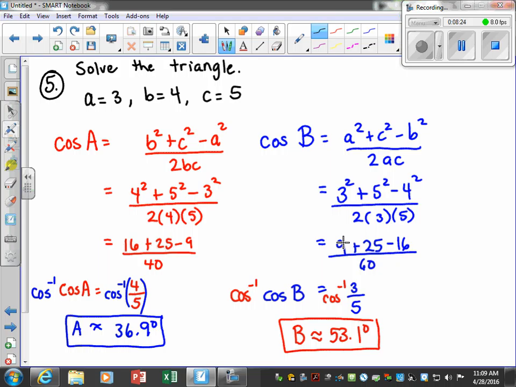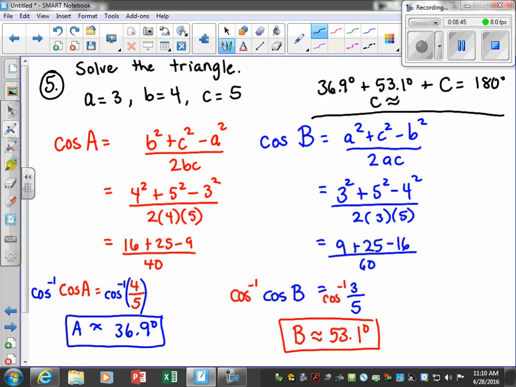Once we have A and B, then we're just going to say, we'll jump up here. So angle A is 36.9 degrees, plus B was 53.1 degrees, plus angle C, which we're looking for, adds to 180. So C is approximately 90 degrees.